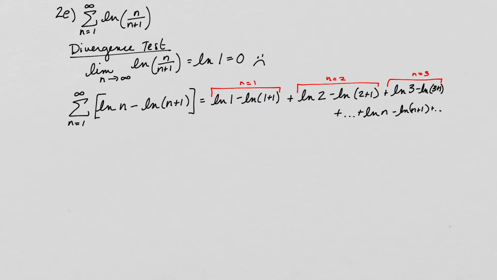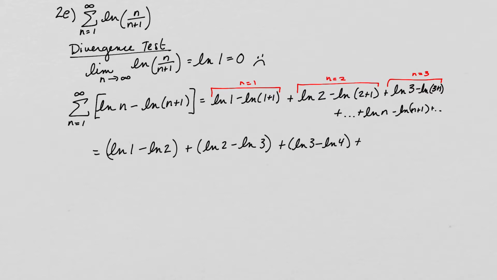So if you look at these, I'm going to come over here so I have more room. We really have the natural log of 1 minus the natural log of 2. That's all from the first piece. From the second piece, I have the natural log of 2 minus the natural log of 3. From the third piece, I have the natural log of 3 minus the natural log of 4. And I keep going. Natural log of n minus natural log of n plus 1.